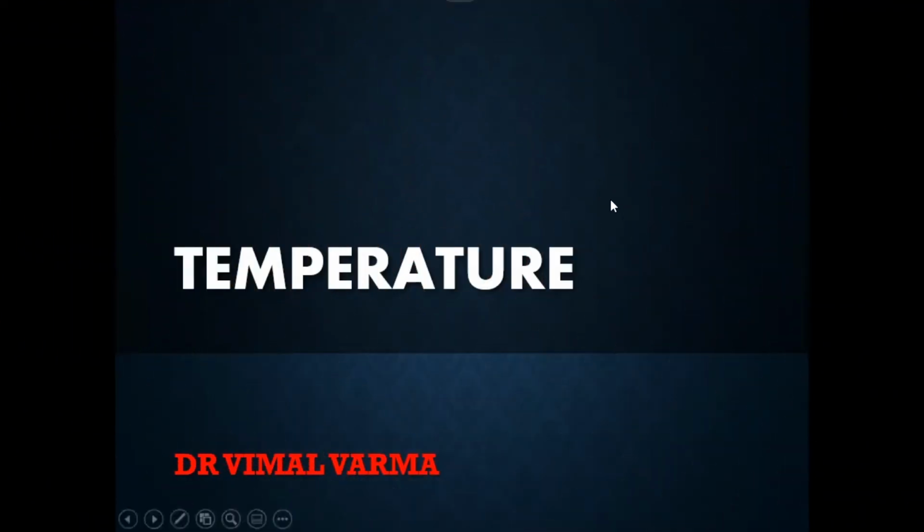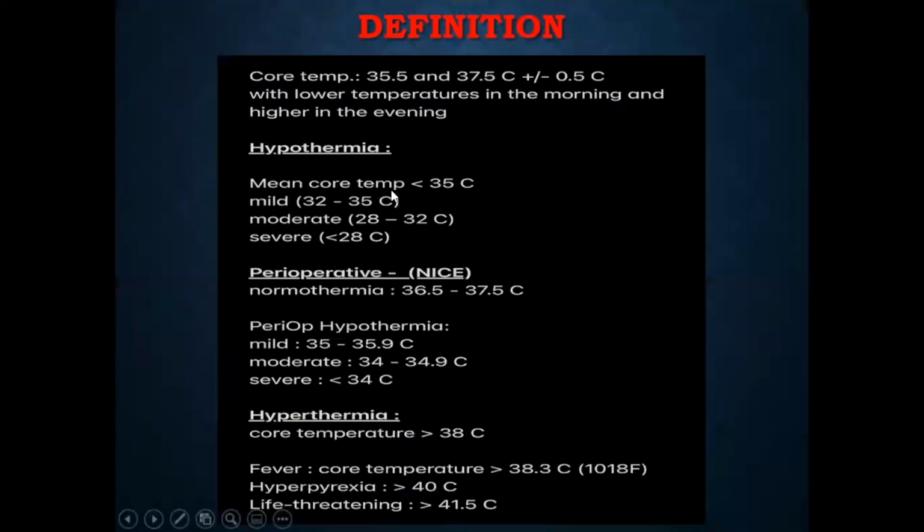We go with temperature today. First of all, a few definitions. Core temperature. Our core temperature usually ranges from 35.5 to 37.5. This is the normal core temperature that we want to aim for in a normal person, with a plus or minus of 0.5. So it can go from 35 to 38.